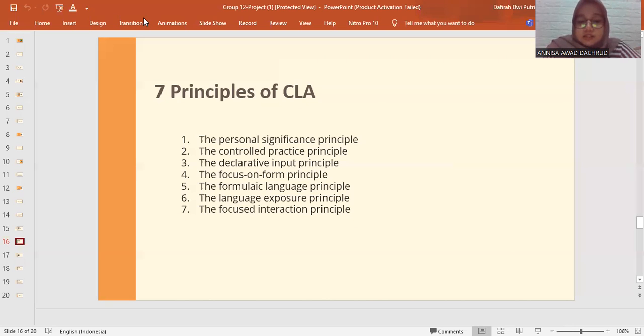And the last one is the Focused Interaction principle. PCA should offer learners ample opportunities to participate in genuine second language interaction. For best effect, such communicative practice should always have a specific formal or functional focus and should always be associated with target phrases to practice.